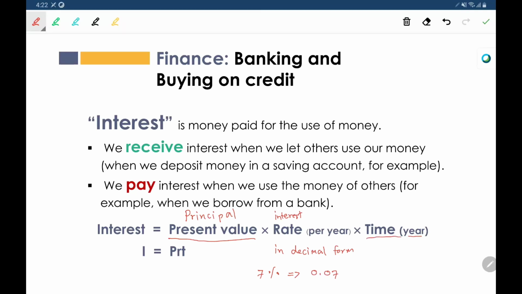So you can shorten the formula for simple interest as I equals PRT. I represents the interest, P is the principal, R is the interest rate, and T is the time in years.